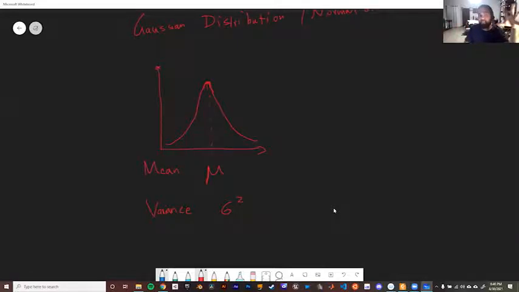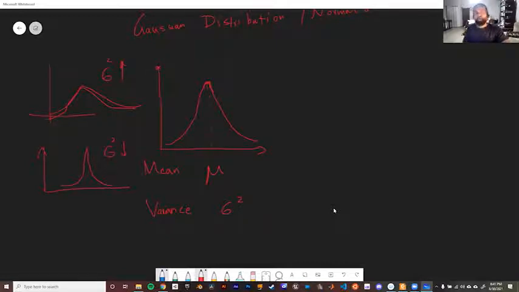So a high variance means the graph will look like this. A low variance means the graph will look like this, more centered around the mean. And this will be a high variance. So if sigma squared is high, and then sigma squared is low. Good. All right. So these are two important quantities, because this is just a graph, so we can actually write its equation.